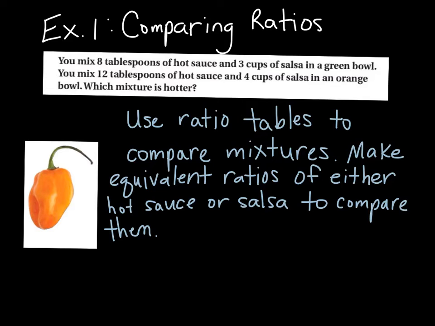For example 1, we're going to be comparing ratios using ratio tables, and they give us this problem about mixing hot sauce and salsa together, and we've got a green bowl and an orange bowl going on, and we want to know which one is hotter. So we're going to use ratio tables to compare mixtures, and then we're going to make equivalent ratios of either hot sauce or salsa to actually compare them, and I'll walk you through that as we go on.